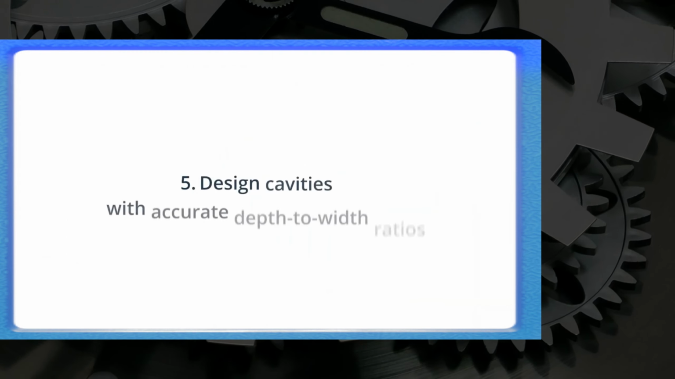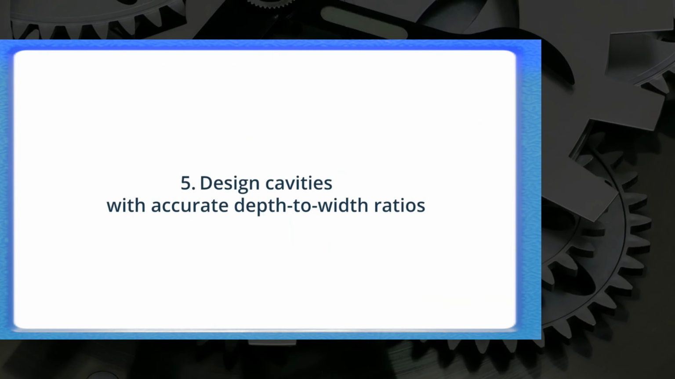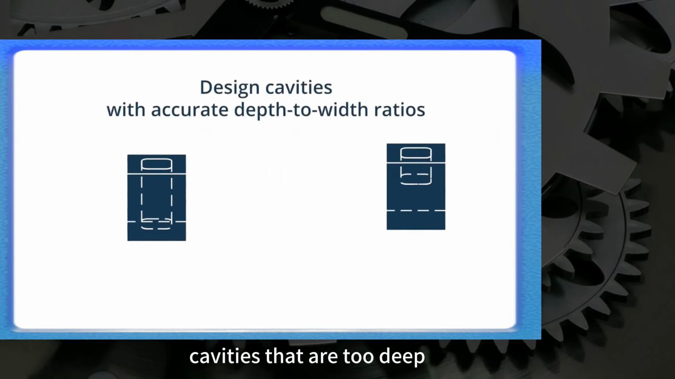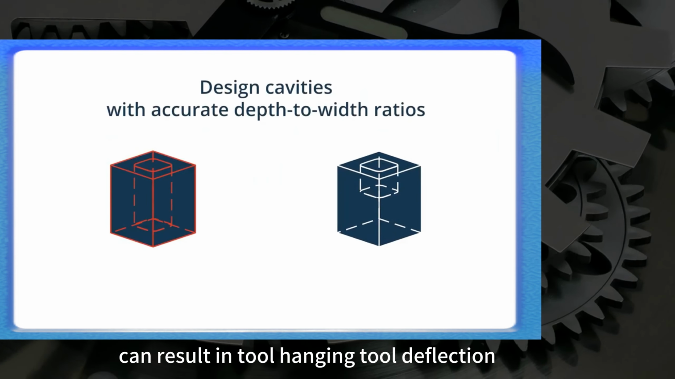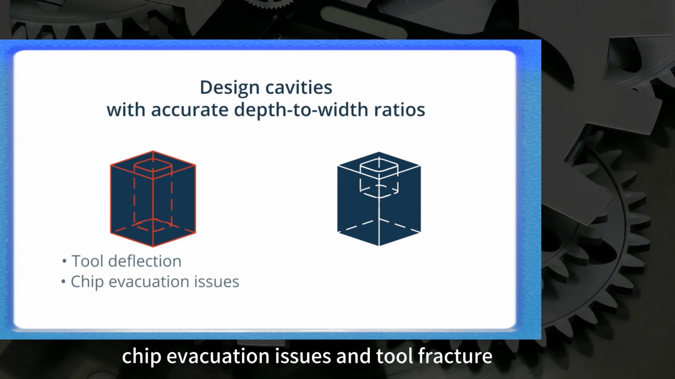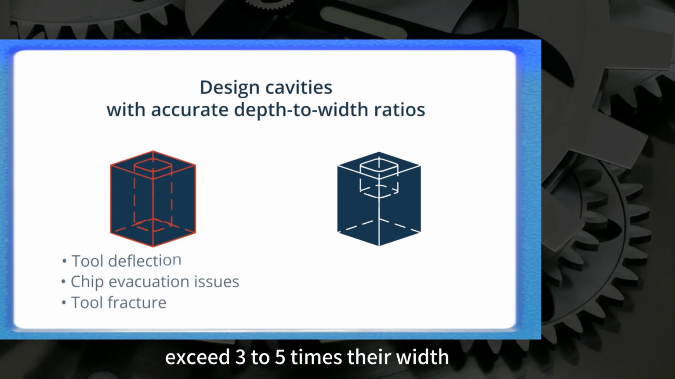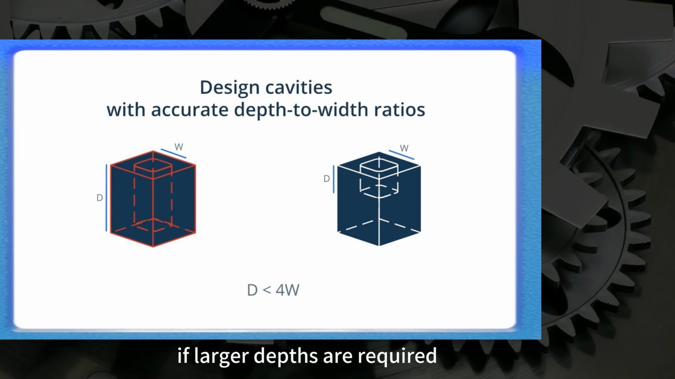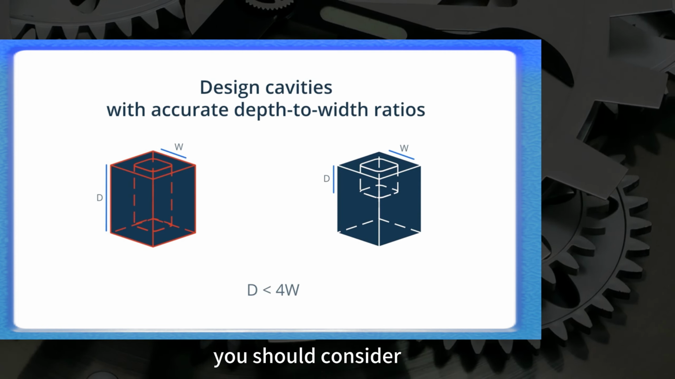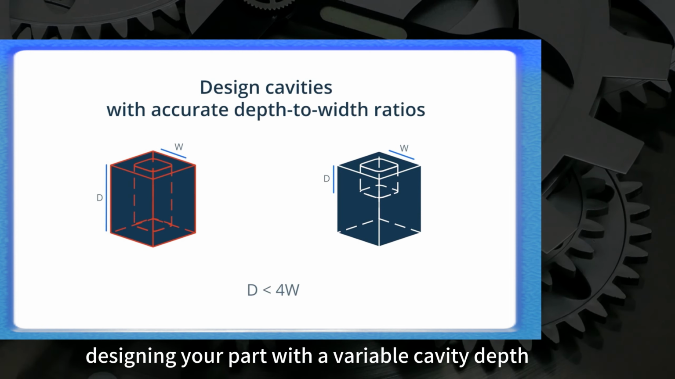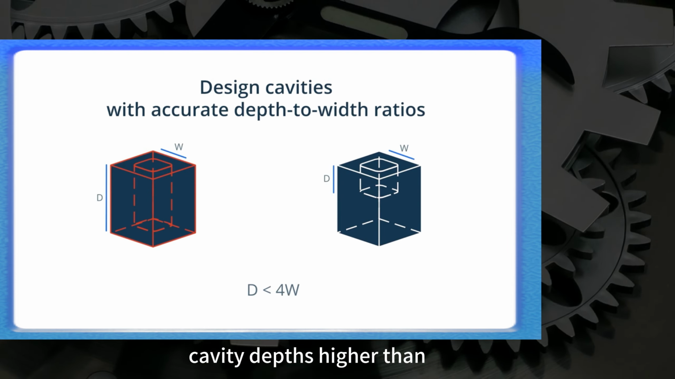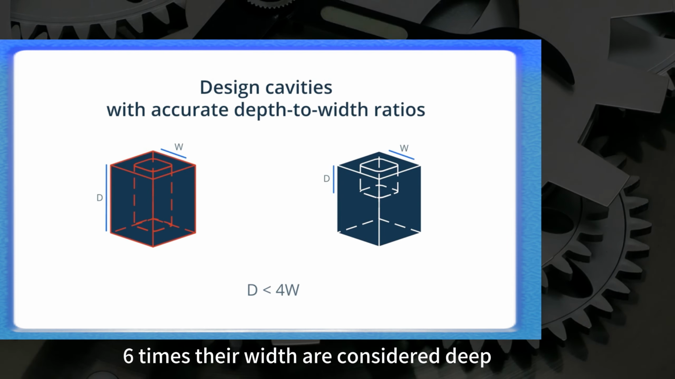5. Design cavities with accurate depth-to-width ratios. Cavities that are too deep can result in tool hanging, tool deflection, chip evacuation issues, and tool fracture. Cavity depths should not exceed 3 to 5 times their width. If larger depths are required, you should consider designing your part with a variable cavity. Cavity depths higher than 6 times their width are considered deep.